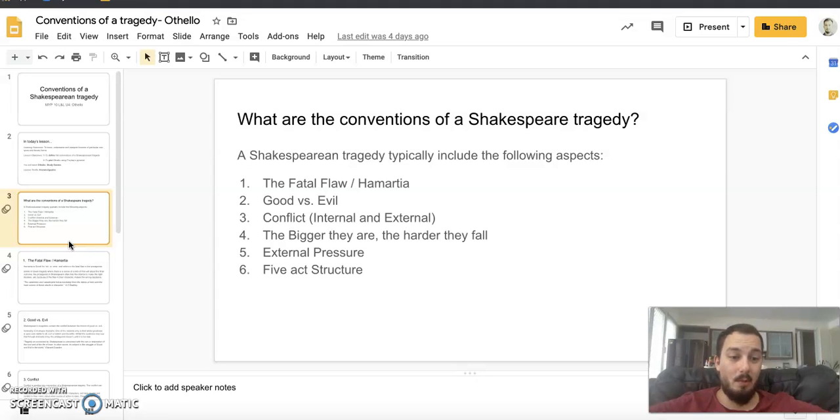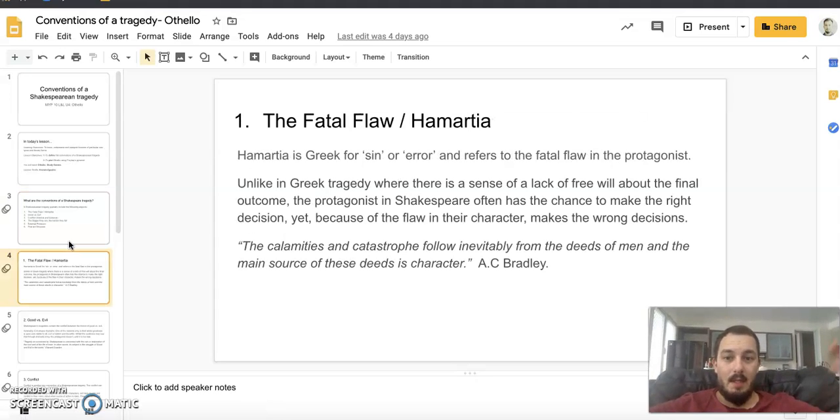So I'm just going to go through and talk a bit more about each of these. So the fatal flaw, or hamartia, I said hamartia earlier, didn't I? Hamartia is Greek for sin or error, and it refers to the fatal flaw in our protagonist. So it's different from Greek tragedy. In Greek tragedy, there's not really a sense of free will about our protagonist. They are merely involved in something bigger than them. But in Shakespeare, the protagonist has the chance to make the right decisions. Their fate is not preordained. But because of the flaw in their character, they make the wrong decisions.